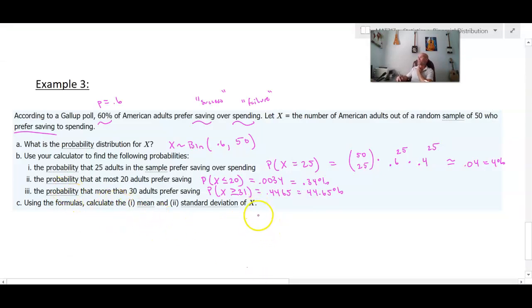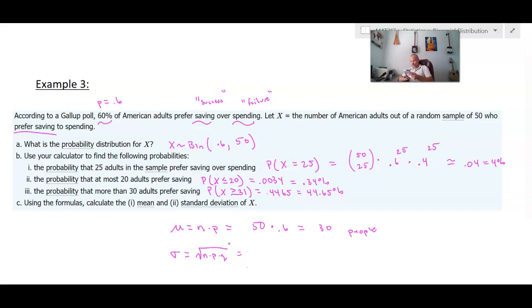Using the formulas to calculate the mean and standard deviation. So we already have those, n times p. So you have 50 people, 60% of them we expect to prefer saving over spending, which will be 30 people. And sigma, which is the square root of n times p times q, is going to be the square root of 50 times 0.6 times 0.4, which comes out to about 3.46 people.